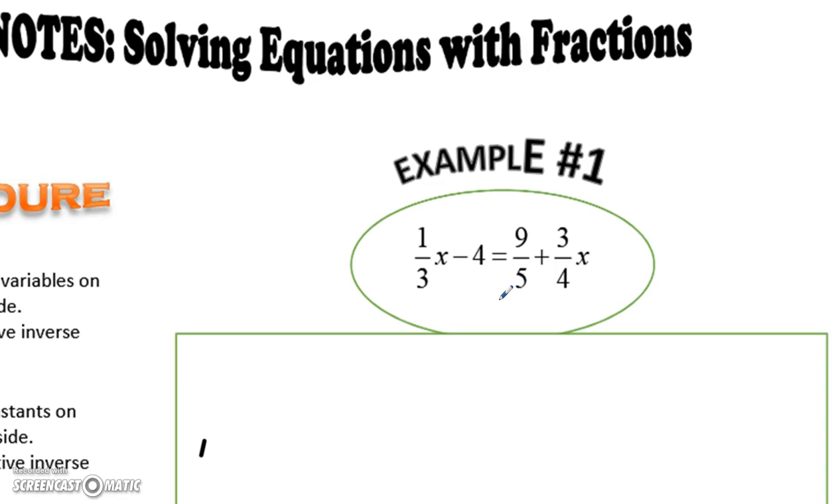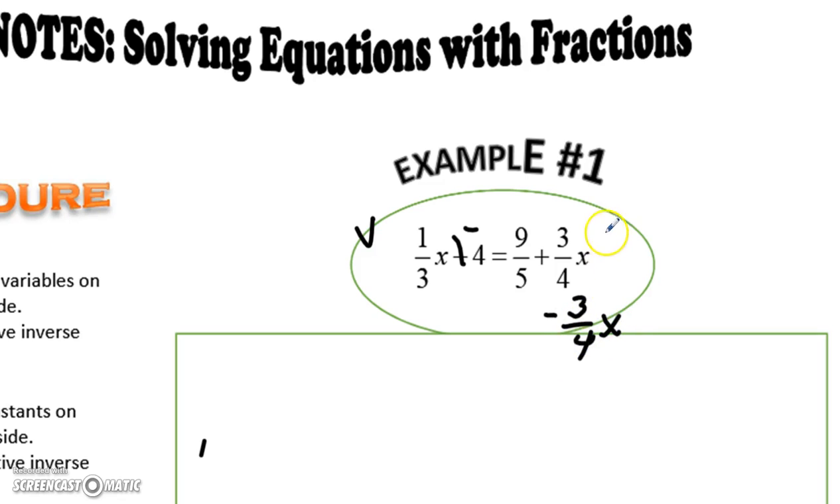So the first thing we're going to do, we have subtraction in the equation, so we are going to change that to addition of the opposite, so plus a negative 4. The first step says to get all our variables on one side. I'm going to get all our variables on the left side, so I'm putting a V there so I have that visual reminder of what side I'm moving my variables to.